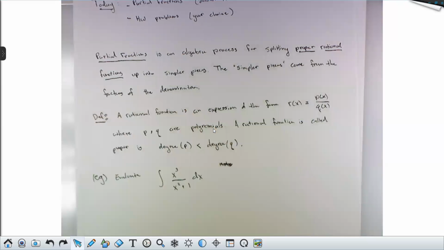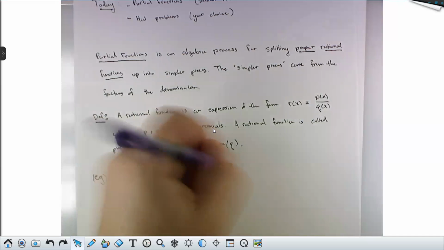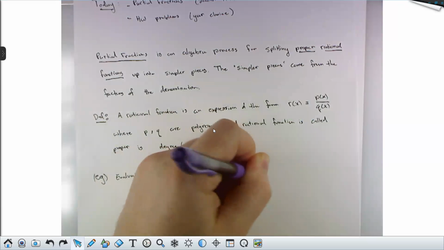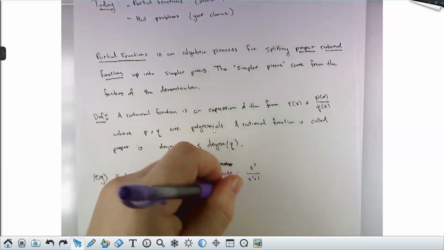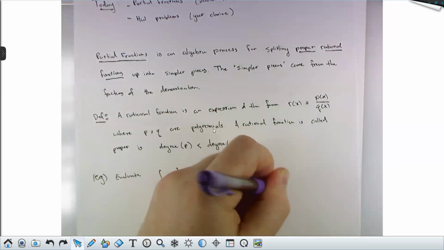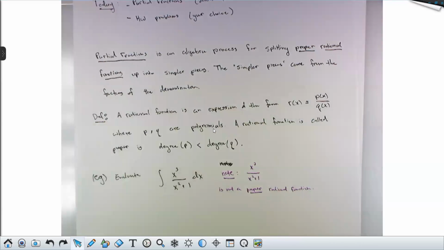Let me do solutions in a different color. X cubed over x squared plus 1 is not a proper rational function. So the thing we need to do is to long divide. I need to divide this by this and rewrite it as some polynomial plus some proper rational function.